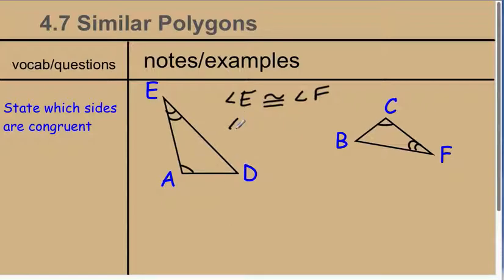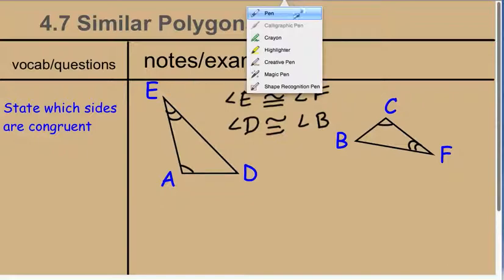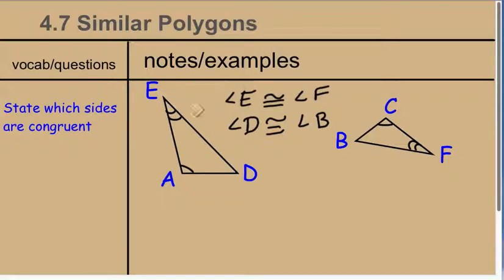Angle D does not have any kind of hash marks at all. So if I look over here and see which one doesn't have any kind of hash marks, well, it's angle B. So it's congruent to angle B. Now, the directions say to state which sides are congruent. So I'm going to, maybe I can highlight here. I'm going to highlight this side.